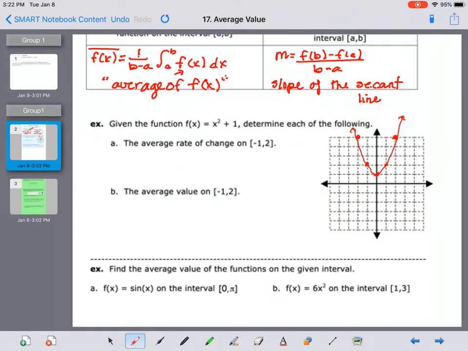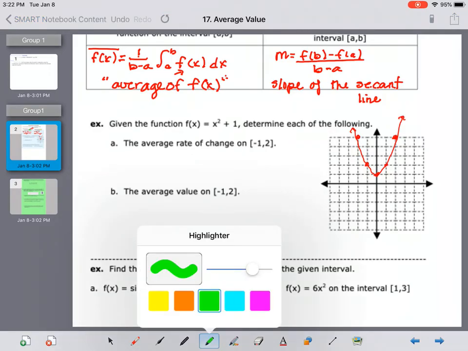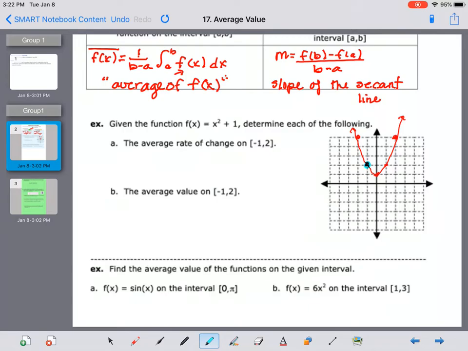Now, if we talk about the rate of change specifically to the interval that we're looking at, so -1 to 2, if we think about that point right there on our function and that point right there, when we find the average rate of change, what we're doing is we're finding, if I can get a line there, we're finding the slope of that line.